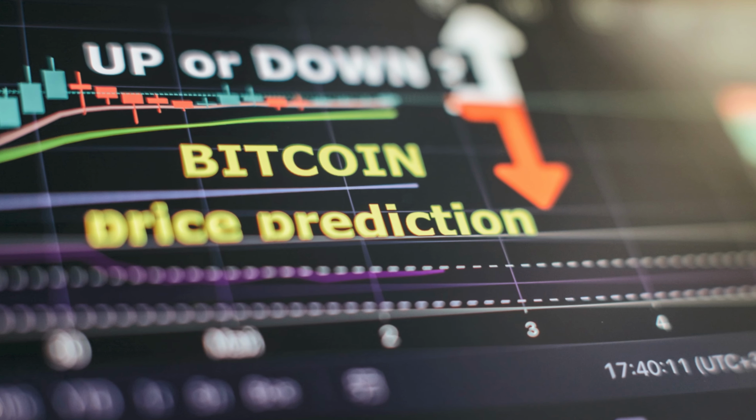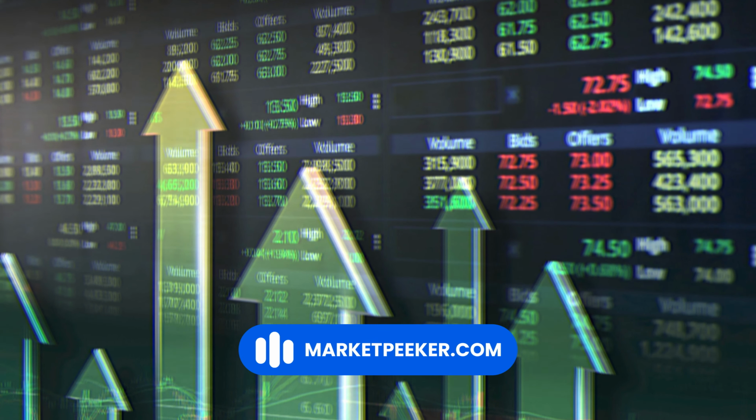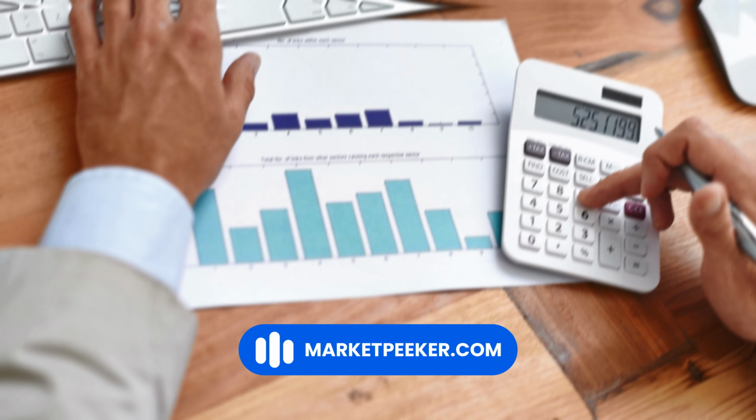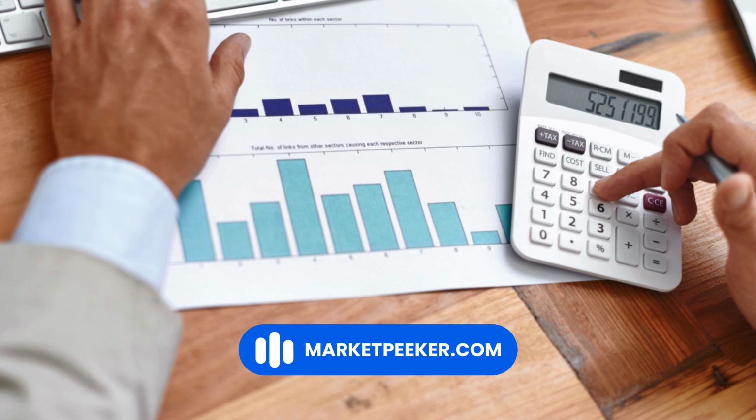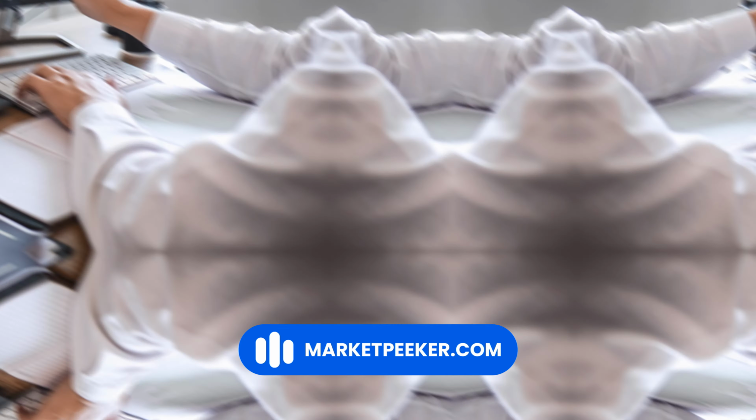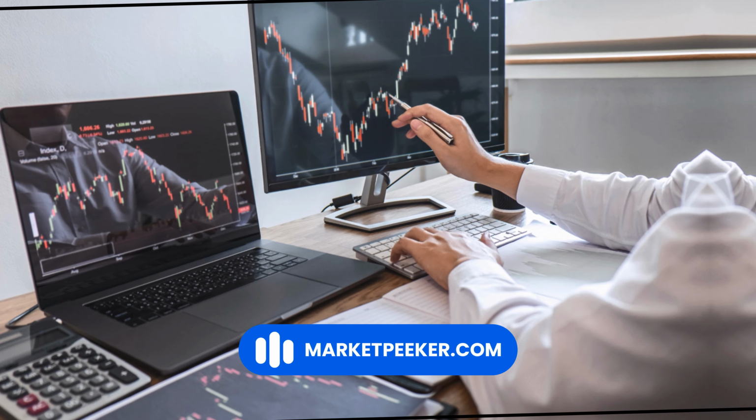To sum it up, pips measure market movement and lots define your trade size. Together, they help you calculate your profit or loss in each trade, so you can plan your trades with confidence.